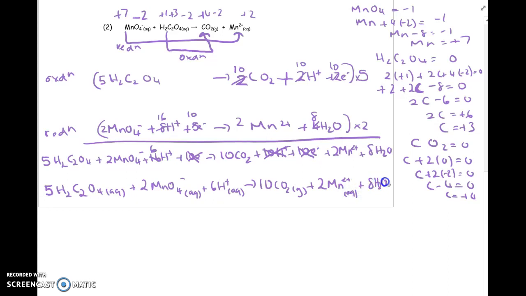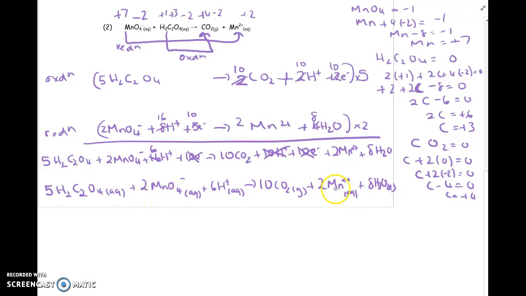And our final thing is to check. So check your matter. 5 2s are 10, 16, 8 2s are 16. 5 2s are 10, 10 carbon. 5 4s are 20, add 2 4s are 8, 28 oxygen. 10 times 2 is 20, 28 oxygens.